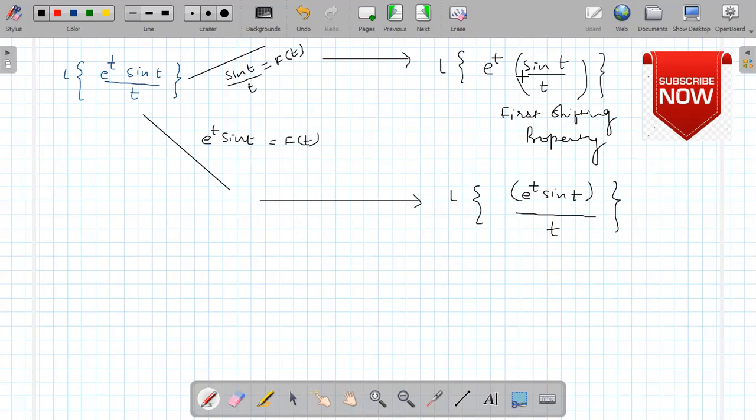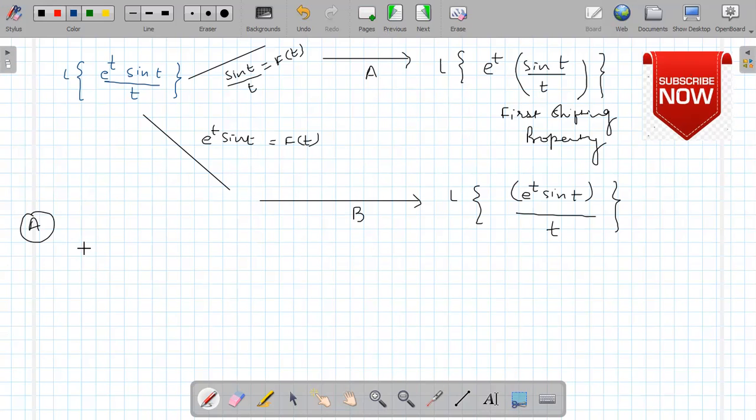Here we are grouping these two functions, sin t by t. So the property that we apply on these two is the first shifting property. If we group these two together, then we take this as a whole as a function f(t). Then we use the property of f(t) divided by t. So let me mark this as A and this procedure as B. So if we follow procedure number A, let us take procedure number A.